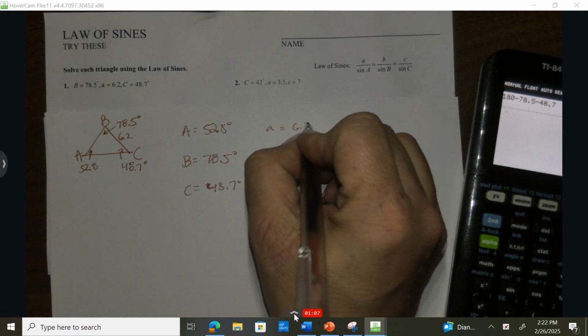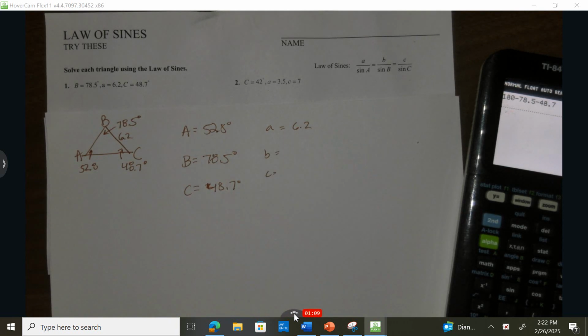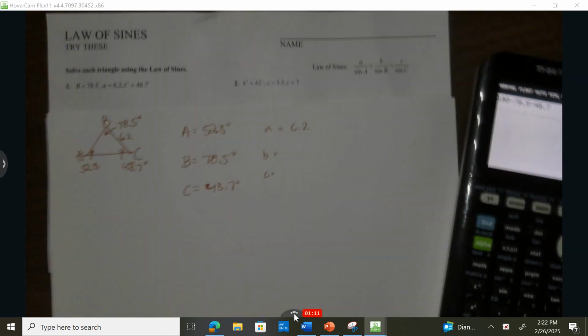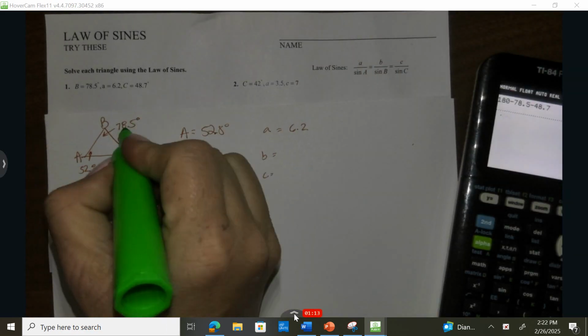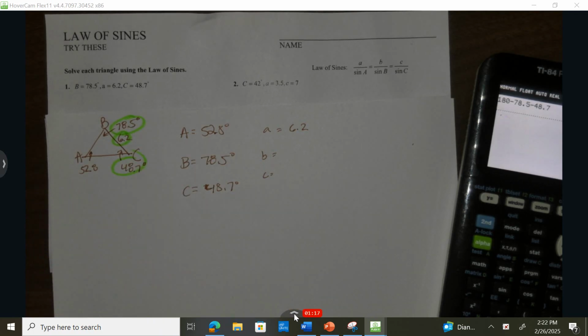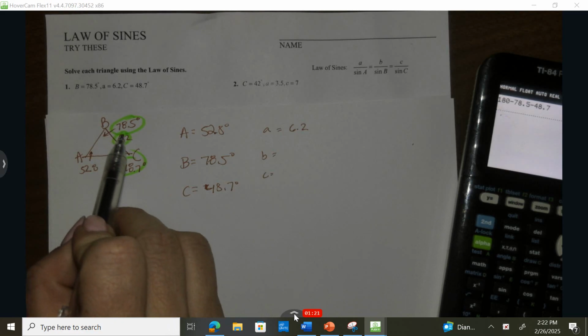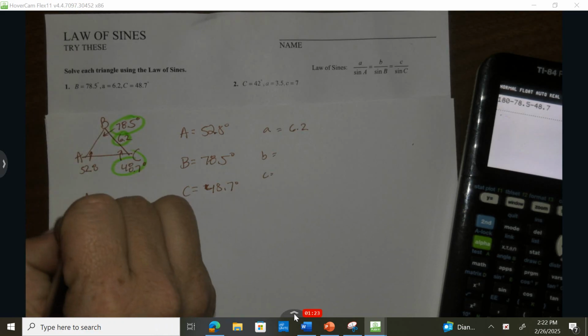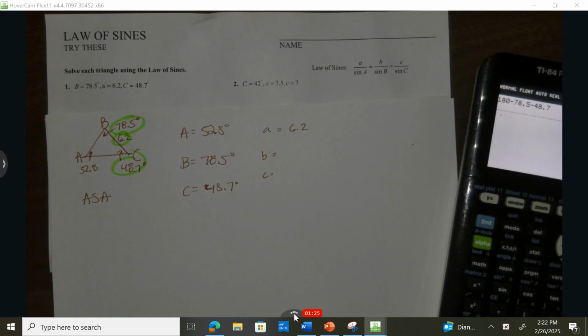Side A is 6.2. I'm going to highlight what I was given in the problem. I was given this information and this information and this information. So if I think of this as a clock and I go clockwise, I have an angle, a side, and an angle. If you look back to your notes, we're told that when we have an angle, side, angle, or two angles and any side, we can use the law of sines to solve this.